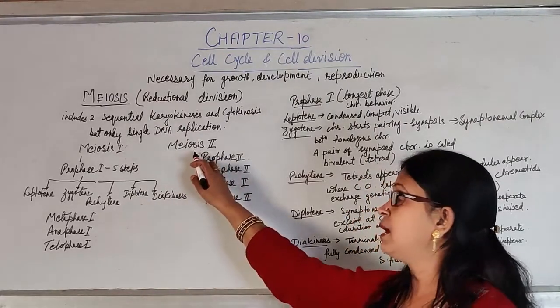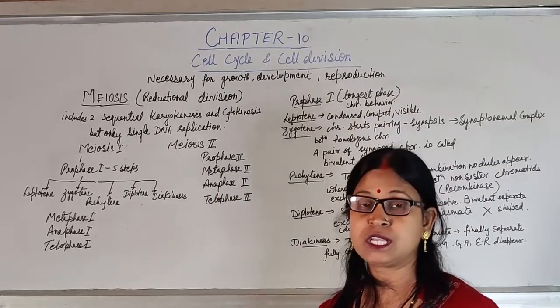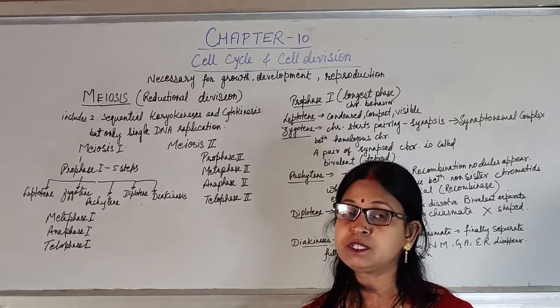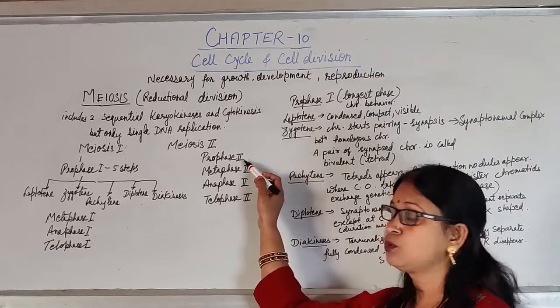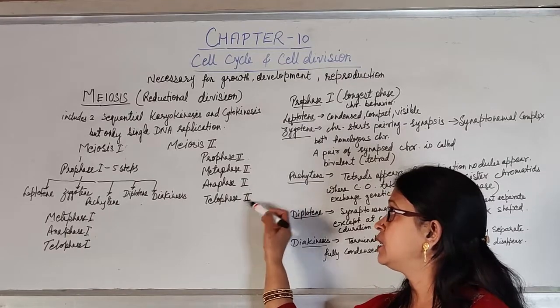So in the beginning of meiosis 2, two cells are there, and both of these two cells will undergo the process of meiosis 2. And meiosis 2 will be just like the mitosis process. That means it will include four steps, that is prophase 2, metaphase 2, anaphase 2 and telophase 2.